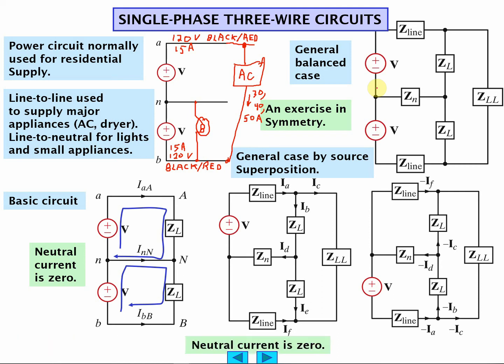Okay, let's move on. And that neutral current is 0 if it's truly balanced. If these loads are equal and these loads are equal, you've got a symmetric situation. Most of the time you don't. If you're running an industrial machine, you probably do, because it's going to come straight from the circuit box right to your machine.